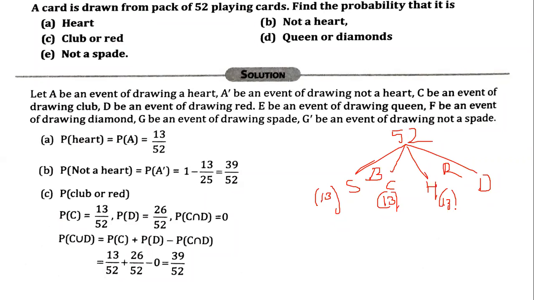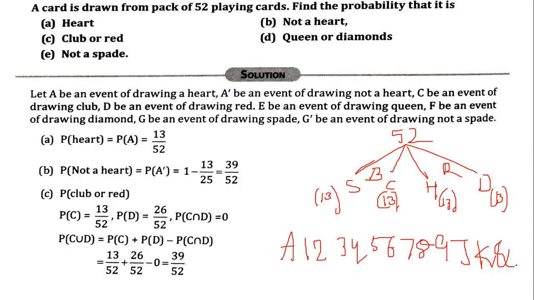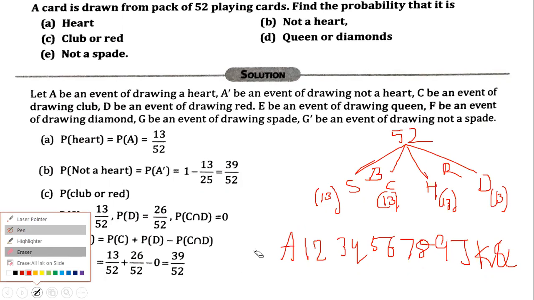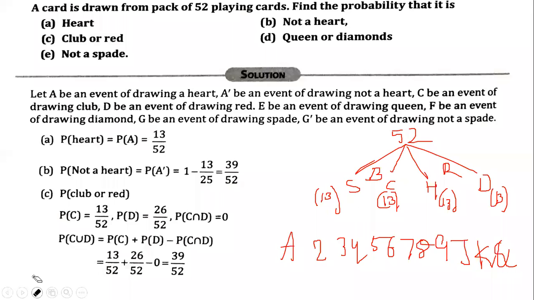The numbering of the cards will start from A, 2, 3, 4, 5, 6, 7, 8, 9, 10, and then J, K, Q. Not 1, you will not have 1. So totally 13 cards will be there in each set. So this is the basic understanding of the 52 playing cards.